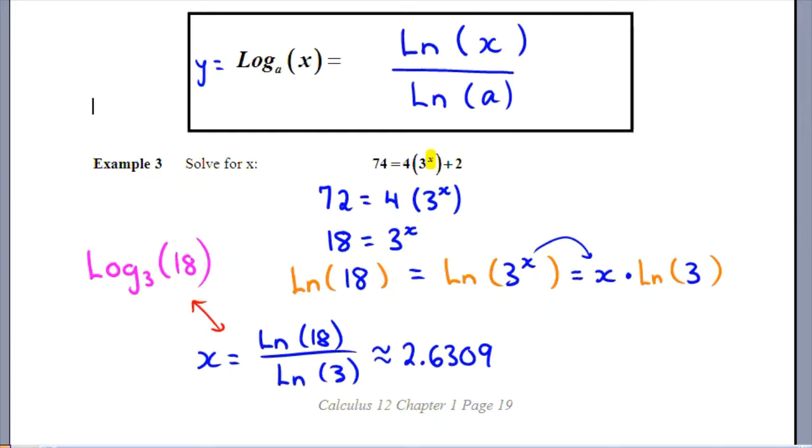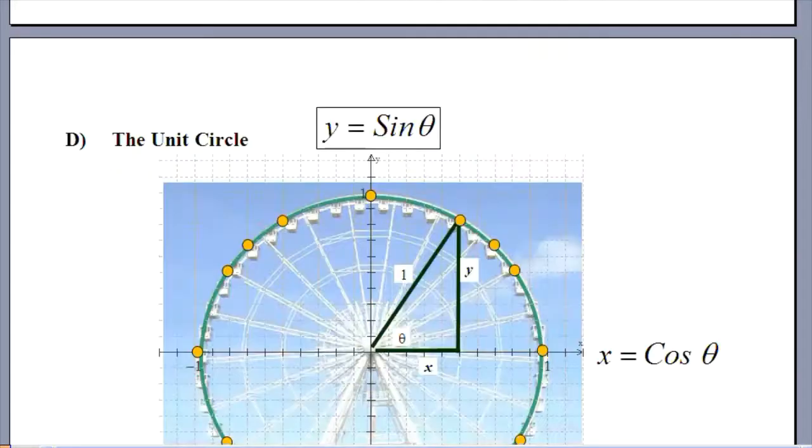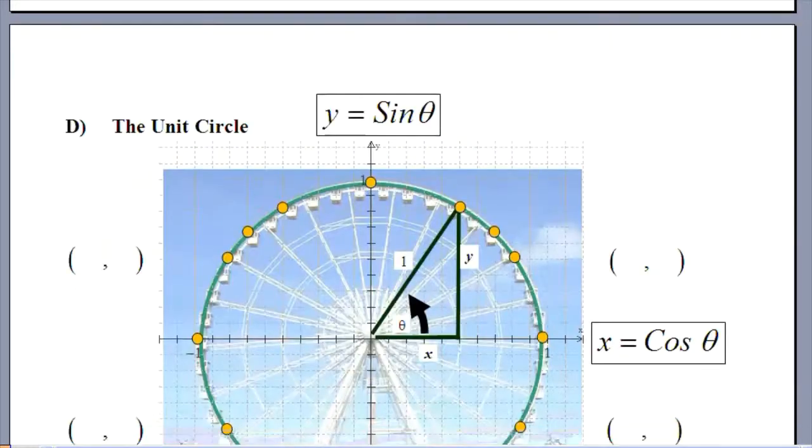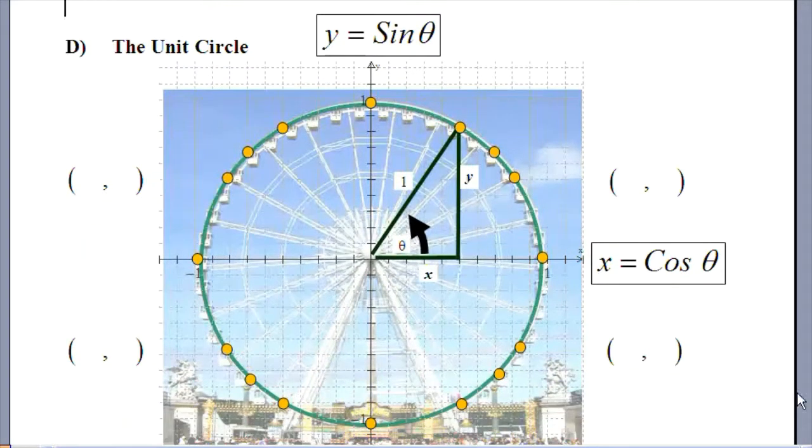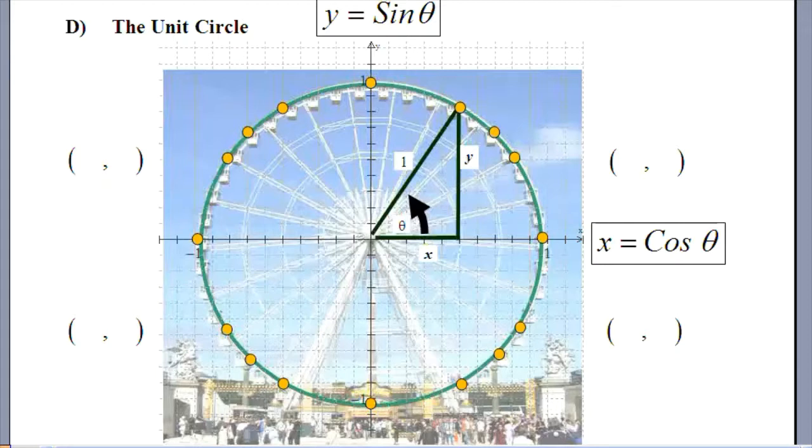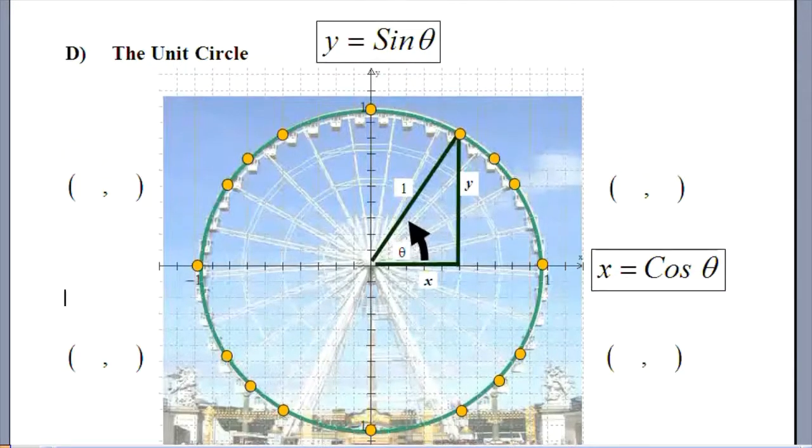Now what we're going to do is take a look at trigonometry. So just over the next page here, we'll see what we've got. I firmly believe that the unit circle is your best friend for trigonometry. I know people go, oh no, it's like SOHCAHTOA. Well, SOHCAHTOA comes from this idea of the unit circle.